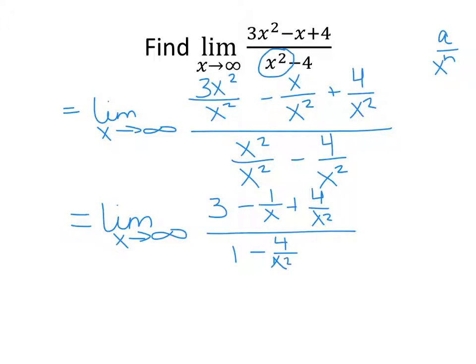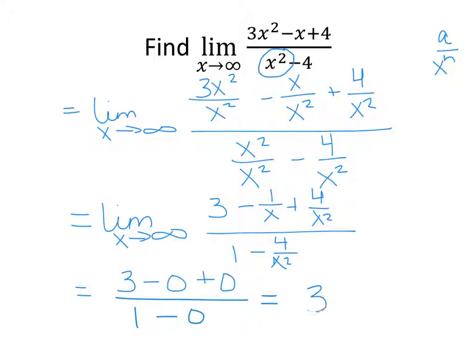And again, as I take that limit, I'm taking the limit of each individual piece. So the limit as x approaches infinity of 3 is just 3, minus 0 plus 0. The limit as x approaches infinity of 1 over x is just equal to 0. The limit as x approaches infinity of 4 over x squared is also 0. The limit as x approaches infinity of 1 is just 1. The limit as x approaches infinity of 4 over x squared is 0. So this limit is also 3.